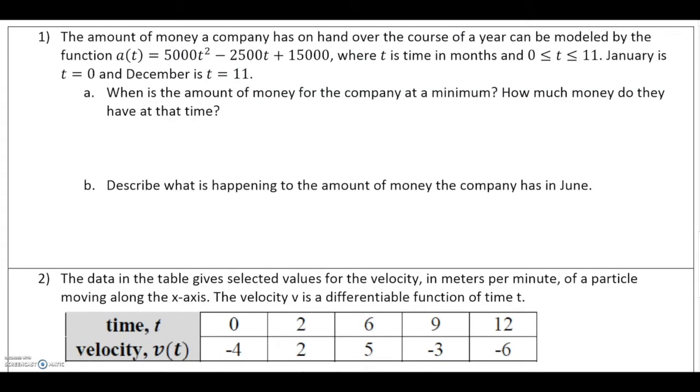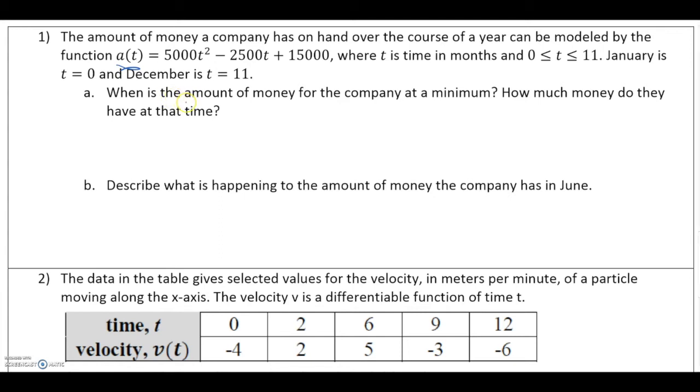Moving on to our section with physics, rates of change, and looking at question 1 there. We have a model for the amount of money a company has in hand over the course of a year, and it's modeled by this A of t function, where A of t is 5,000 t squared minus 2,500 t plus 15,000. t is time in months, and it's anywhere between 0 and 11. Reason for that, we're going to keep January as being time 0 and December as time equal to 11.